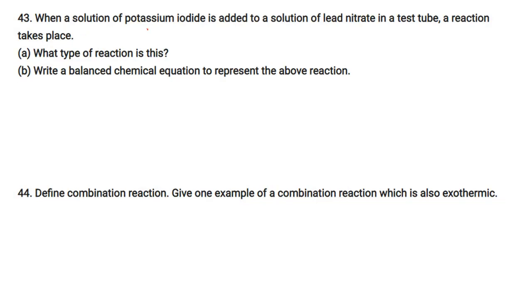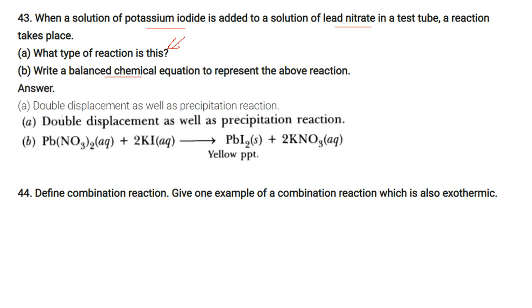When a solution of potassium iodide KI is added to lead nitrate Pb(NO3)2 in a test tube, a reaction takes place. What type of reaction is this? We have to write the balanced chemical equation. What is happening here is Pb(NO3)2 combines with potassium iodide, Pb is replacing K from here, and K is replacing Pb from here. So there are two displacements taking place at the same time. That is why this is a double displacement reaction.